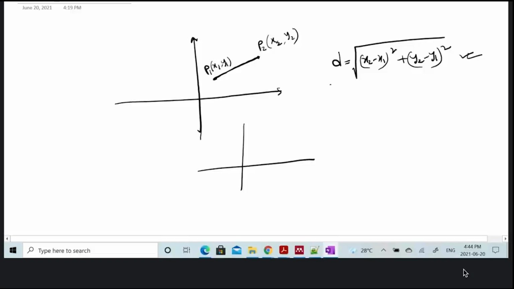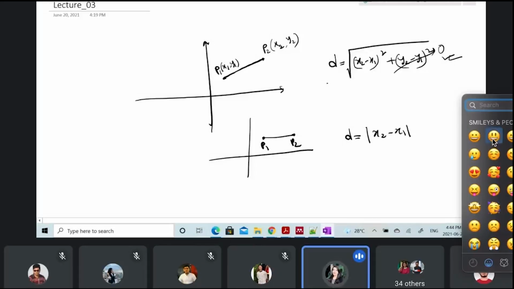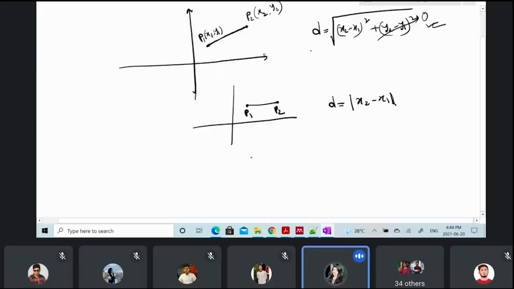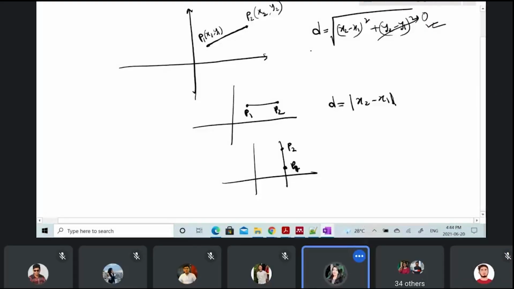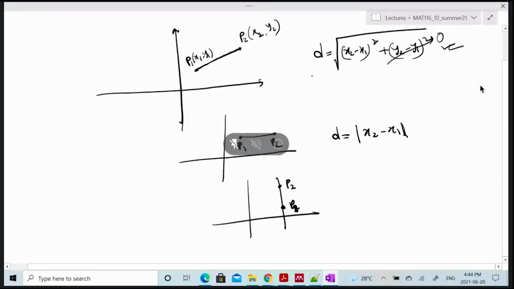Then we saw that if the points P1, P2 are horizontal, their y values are the same, so this part will go to 0. So d is just x2 minus x1, and of course we have to have the absolute value sign because distance is always positive. And if we have a vertical line, with 2 points P1 and P2 on it, the x values for P1 and P2 are the same. So this part will go to 0 and we will have d equal to only the absolute value of y2 minus y1.